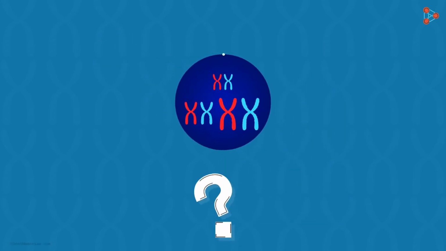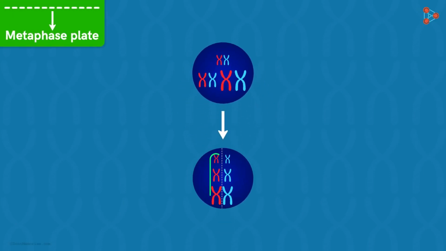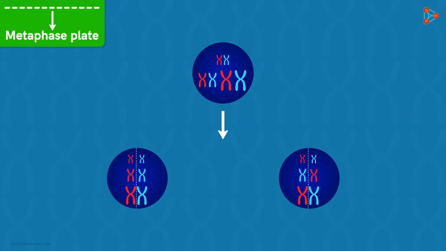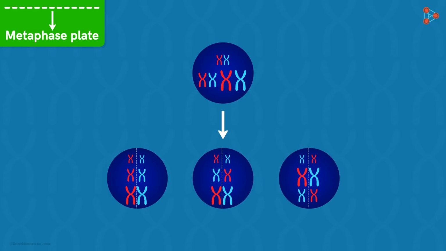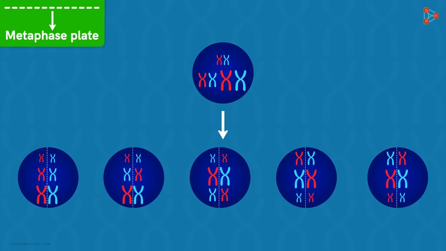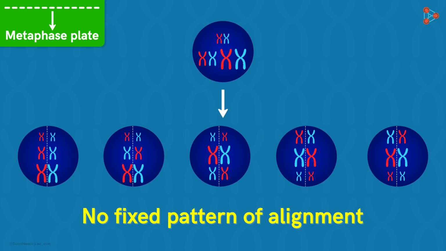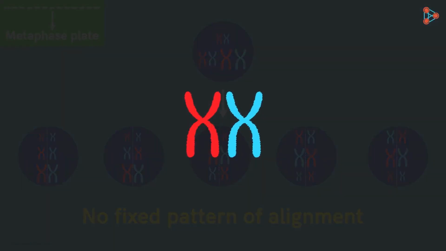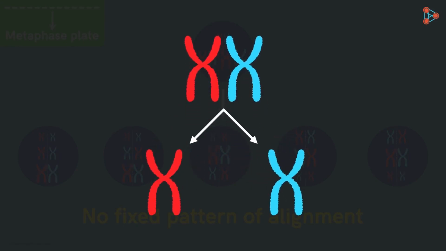So can you tell me how these chromosomes will align before they line up on the plate? Will all the red chromosomes from each pair line up on one side, or will they align in an alternate manner? Or maybe like this? Or will the alignment be like this? There are numerous ways in which this can happen. And this is random. There is no fixed pattern or principle of sequence that the chromosomes follow when they align.